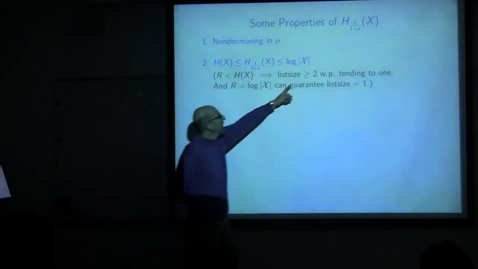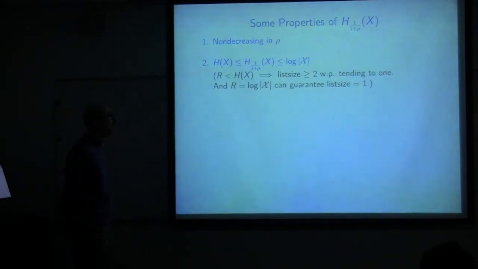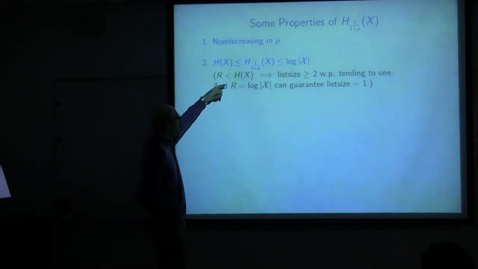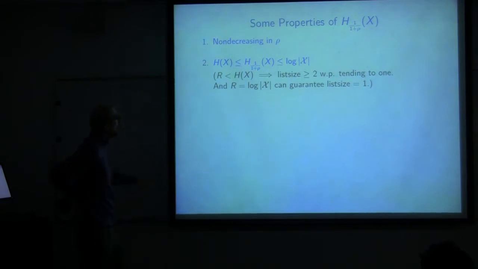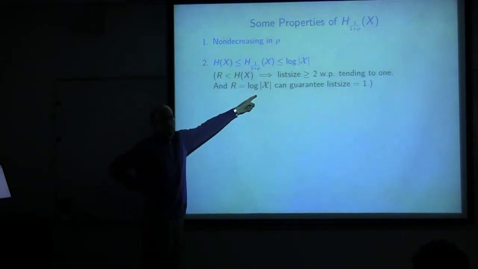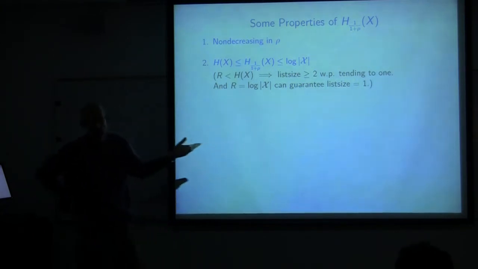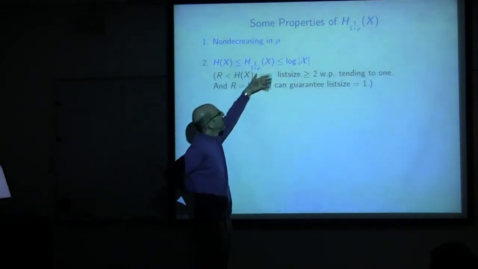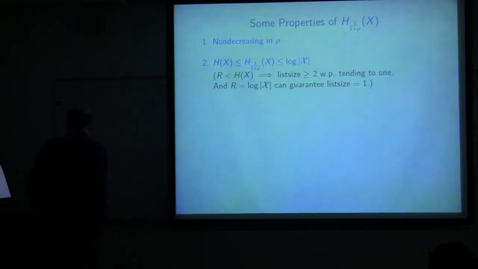Now, if your list size is greater or equal to 2 with probability tending to 1, then the rho moment is not going to tend to 1. Therefore, this precludes the possibility of coding with rates smaller than Shannon's entropy. And of course, if you allow rate log of the cardinality of X, then you can guarantee list size 1 using the combinatorial approach. So clearly, the answer to our question has to be between Shannon's entropy and log of the cardinality of X.